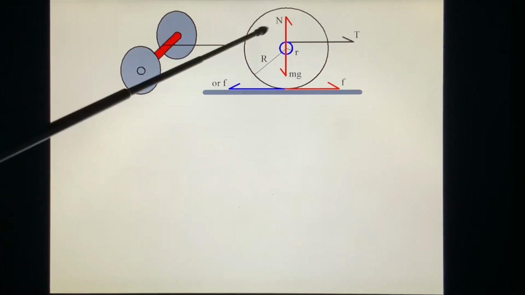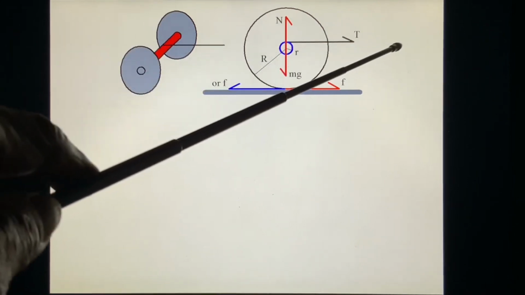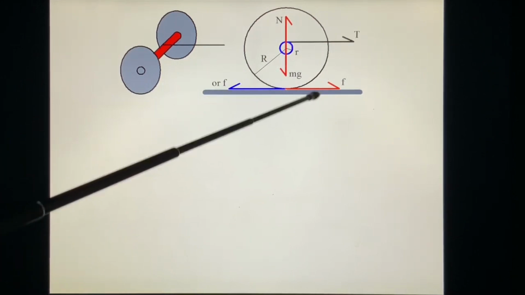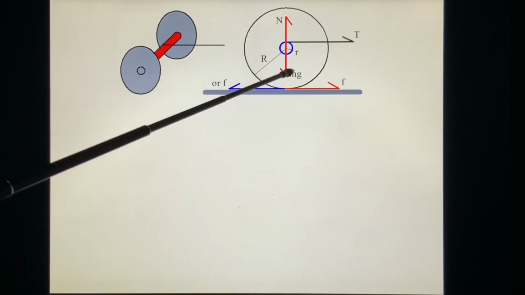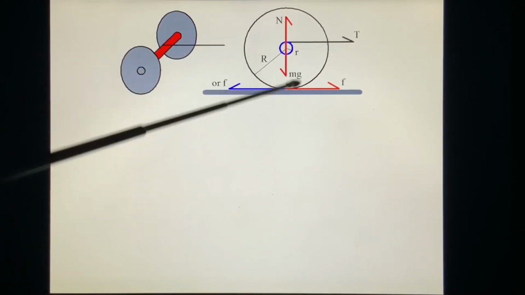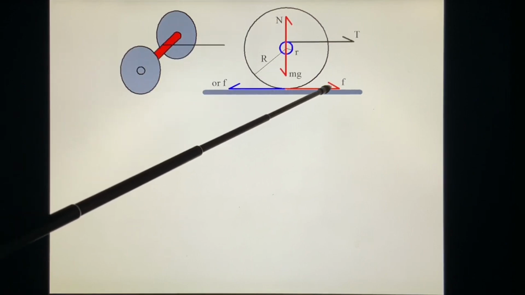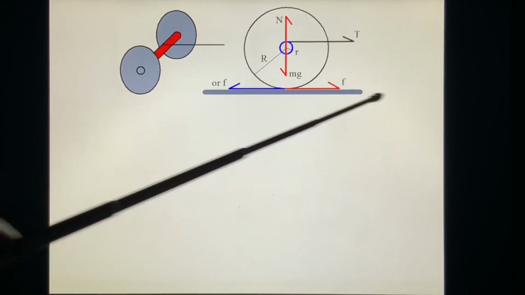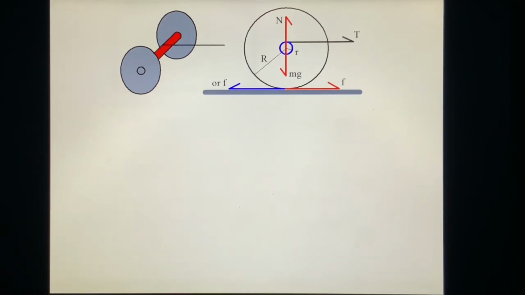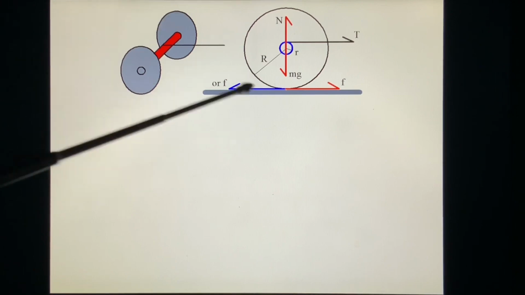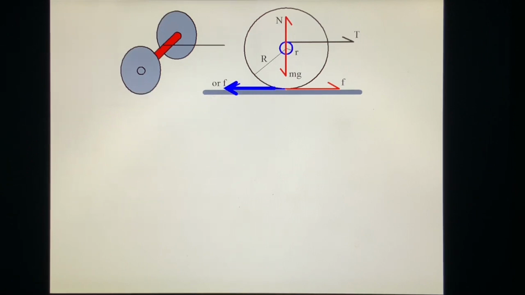How many forces actually? The tension from the rope, friction, the gravitational force mg, and the normal force N. Which direction is the friction? Going forward or going backward? We don't know. You can assume any direction you like. If you do it right, you will get the same answer. Now, in this case, I assume the friction is going backward.